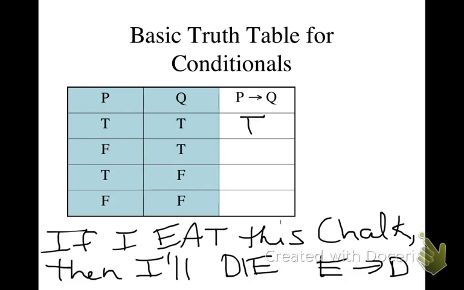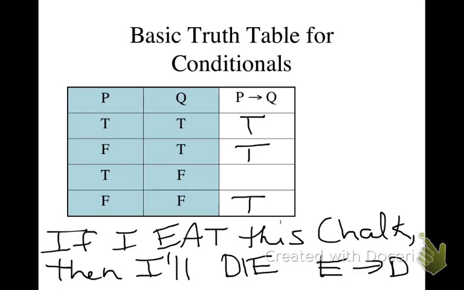However, P arrow Q is also true when P is false and Q is true, and when both P and Q are false. This can seem a little strange to people. So the way I like to think of it is I like to think of the antecedent as an untested hypothesis. So consider the statement, if I eat this chalk, then I'll die.